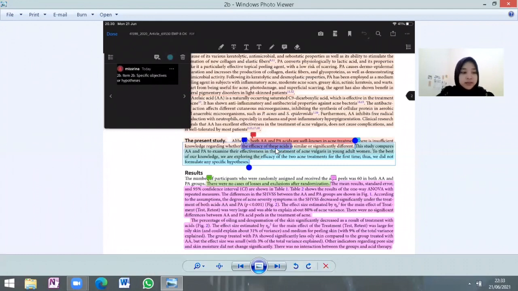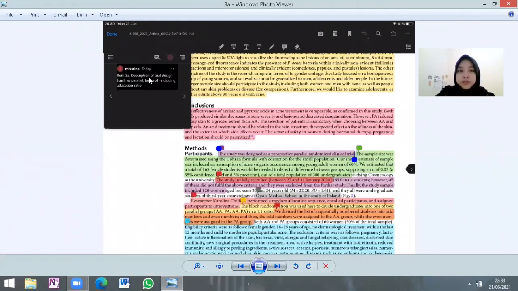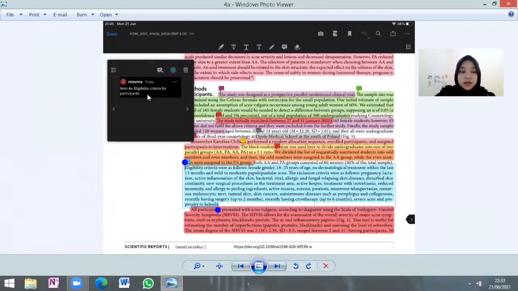Next section is methods. Item number 3A, description of trial design such as parallel, factorial, including allocation ratio, is reported on page number 5. The study was designed as a prospective parallel randomized clinical trial. Next item, number 3B, is not reported in this article.